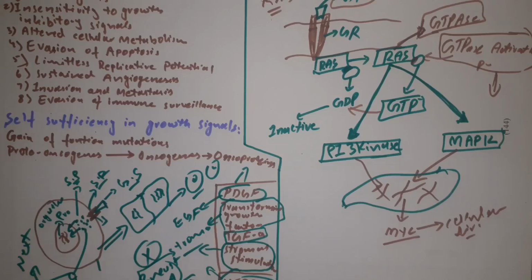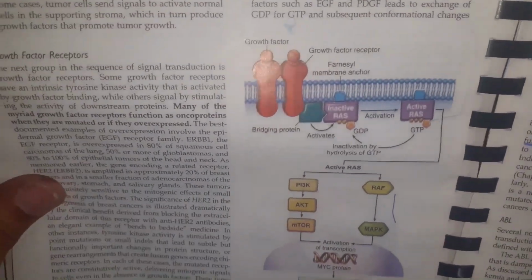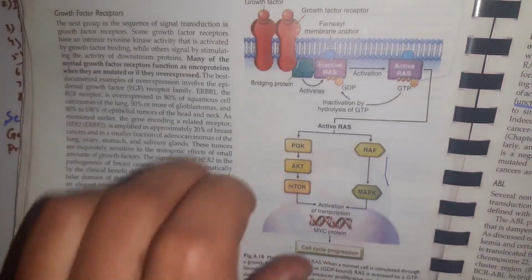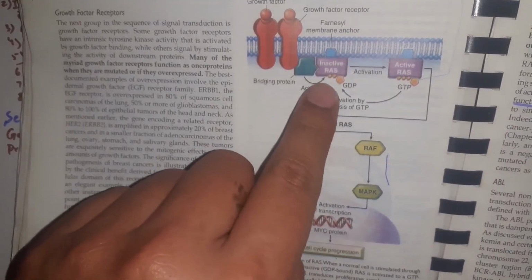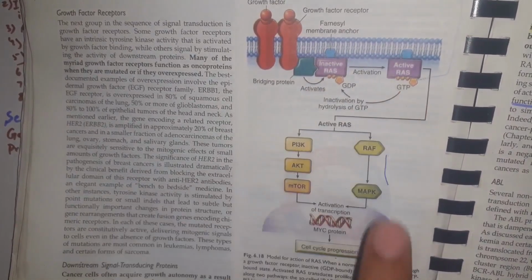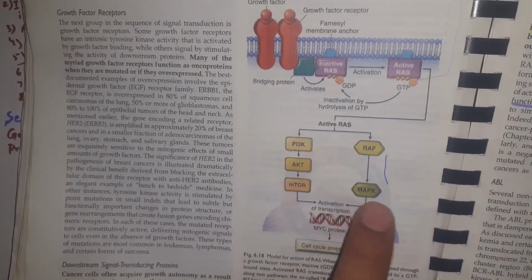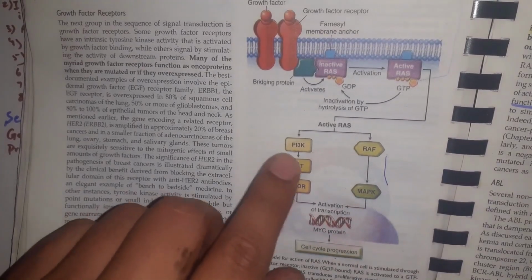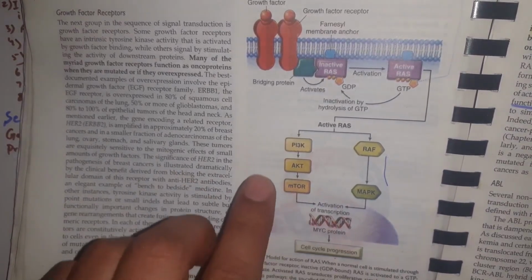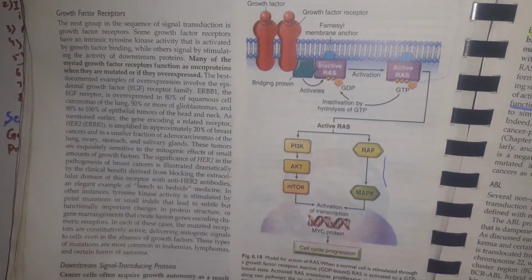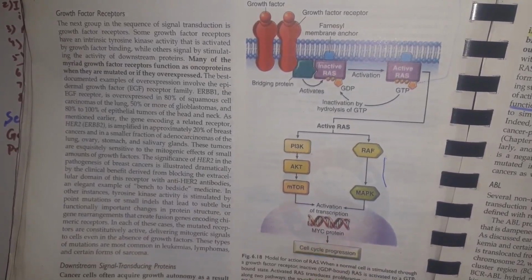We see this diagram from the book also here, and you can see this is the RAS pathway. Here was the growth factor, and there was the receptor, and it bound to RAS, and then RAS got activated by binding to GTP, and this active RAS led to two pathways. One is the RAF or MAPK pathway, which is mitogen activated protein kinase, and the other is the PI3 kinase pathway, which leads to the production of the transcription factor mTOR. You need not go into the details of these transcription factors, just names are enough, and these transcription factors lead to the activation of MYC protein, which leads to cell cycle progression.